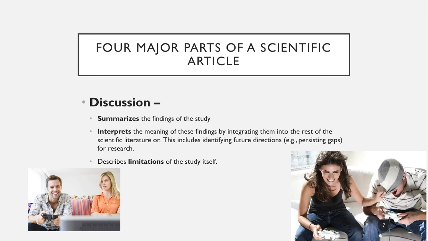And then you also describe the limitations of the study itself so that people understand how far they can take your results, whether they can be applied in this situation or that. Because every study has limitations, and it's important to acknowledge the limitations of our studies. And that is basically the anatomy of a research article.